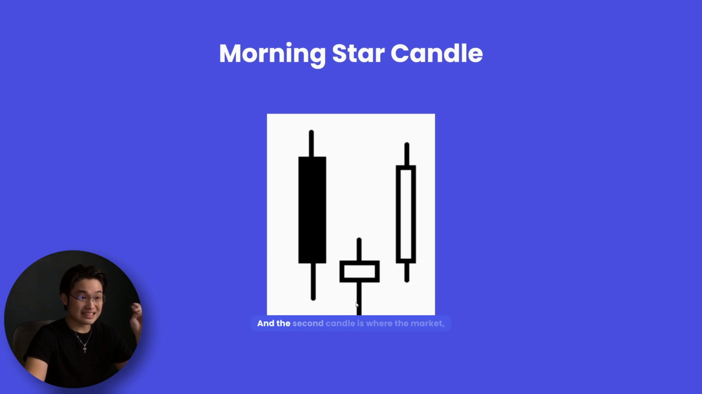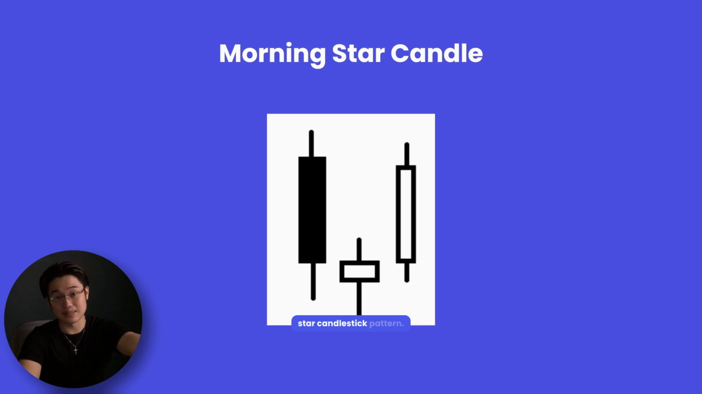And the second candle is where the market makers start to absorb all the demand. And then the third one is when all the order flow or all the demand has been fully absorbed or fully liquidated by the big banks or by the big institutional players. So of course this is the perfect textbook morning star candlestick pattern.